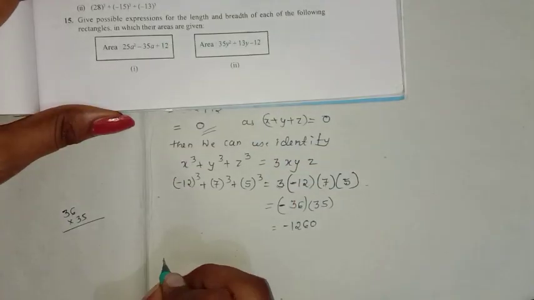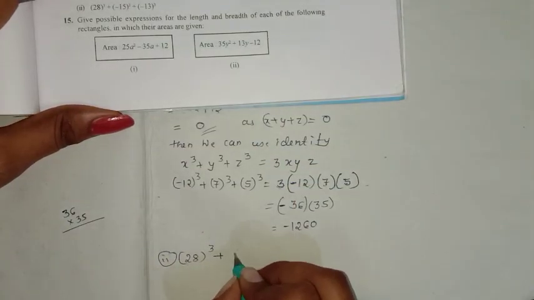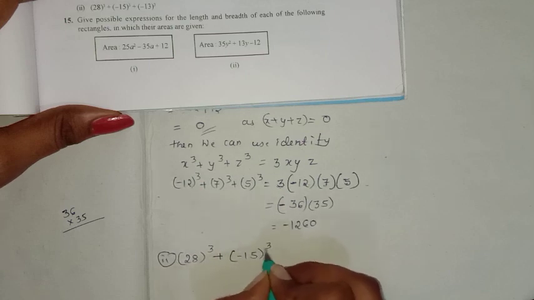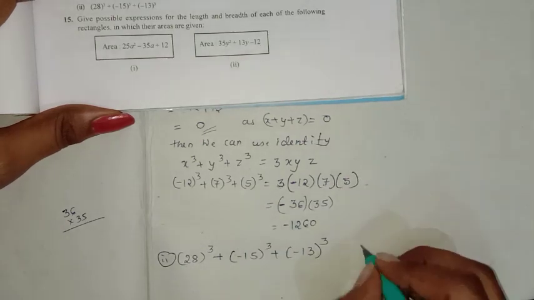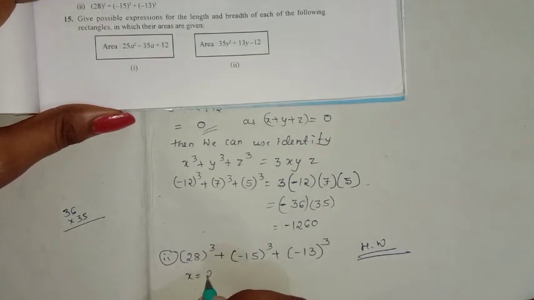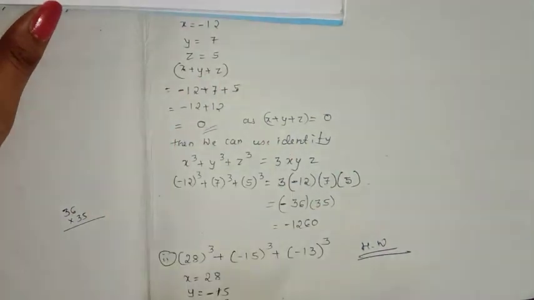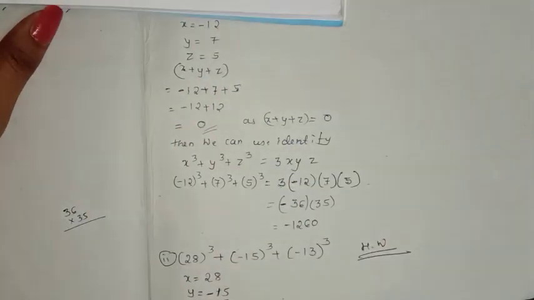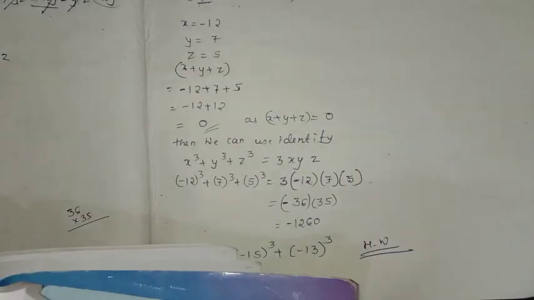So the second problem is 28 whole raised to cube plus minus 15 cube plus minus 13 cube. This you will solve and send it to me. Here x value is 28, y value is minus 15, and z value is minus 13. First you have to solve for x plus y plus z, whether it is 0 or not. Then you have to use the identity and solve the question. I hope all of you will solve.